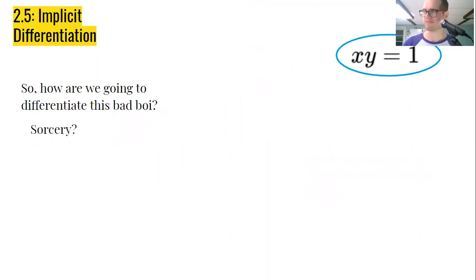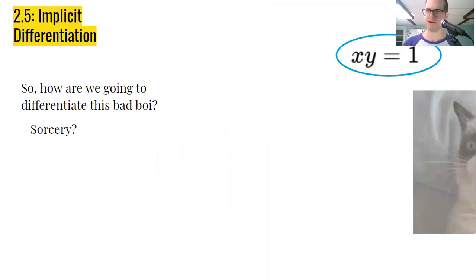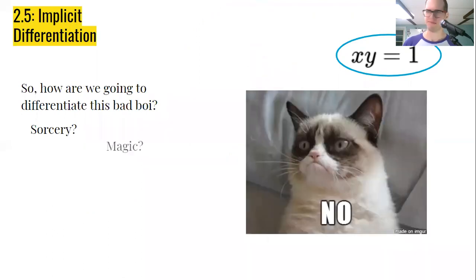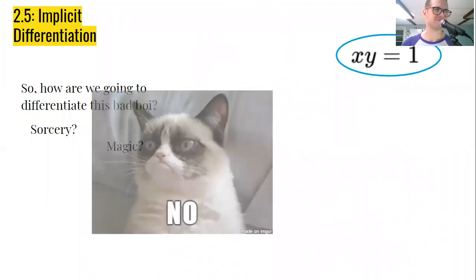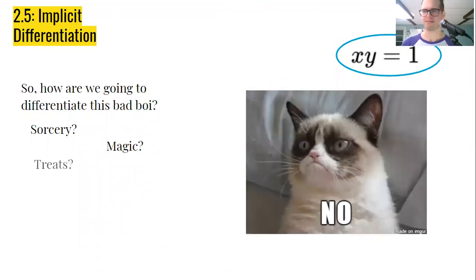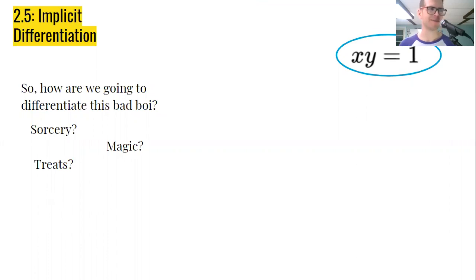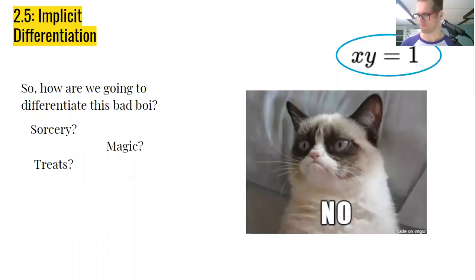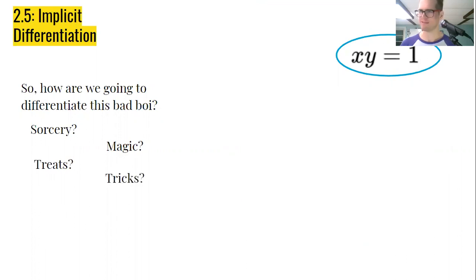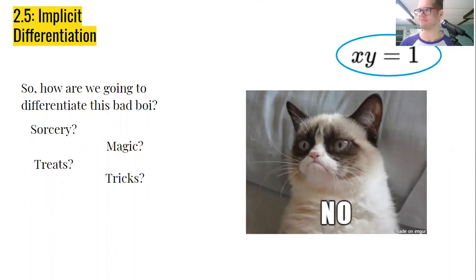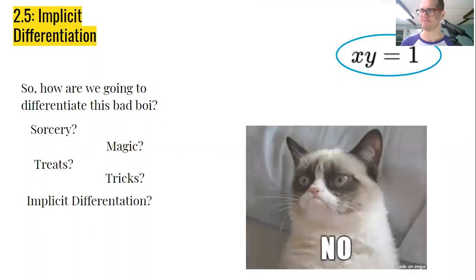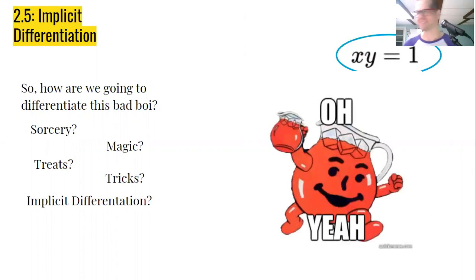Are we going to use sorcery? No. Magic? Nah. Definitely some treats. It's October, right? Nope. Tricks? Oh, no, it's not tricks. Implicit differentiation? Oh, yeah. I spent like 5 minutes making the animation work in that, for the record. So I hope you appreciate it. If you don't, well, I still had fun doing it. So I'm going to go with that.